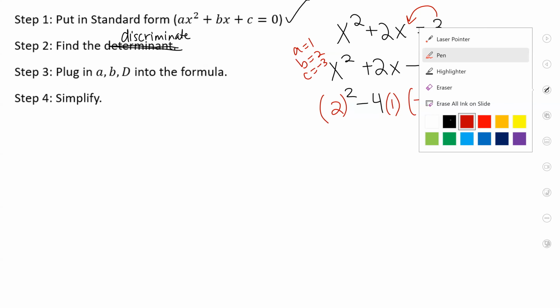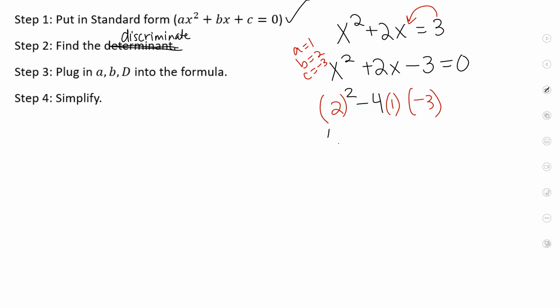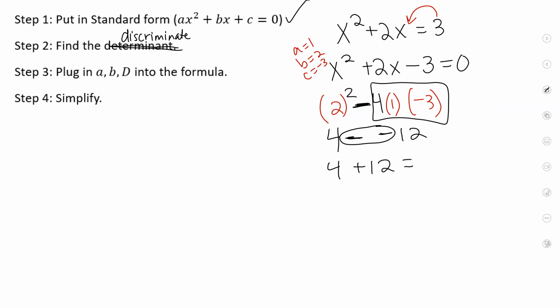Okay, so let's evaluate this. 2 squared is 4 minus, we bring down this minus sign. Now let's box this right here. Let's see what the value in this box is. 4 times 1 is 4. 4 times negative 3 is negative 12. So the value of the numbers in the box is negative 12. Again, we have 2 negatives. That makes a positive. So we're going to add these. 4 plus 12 is 16. So that's my discriminant.